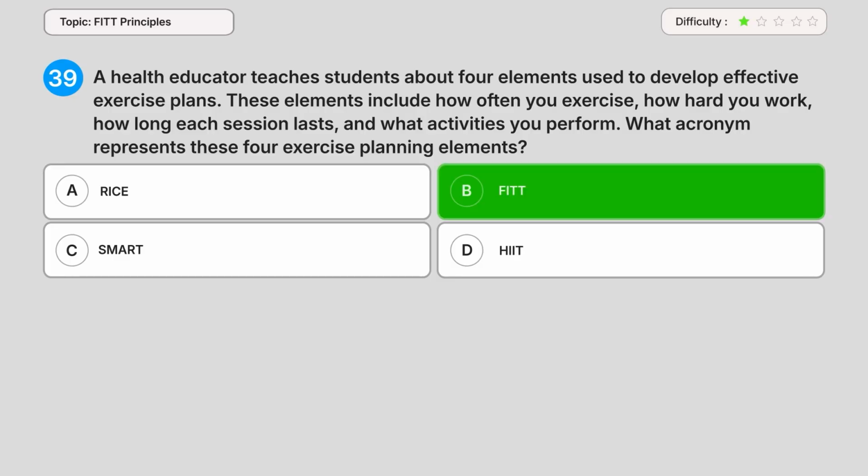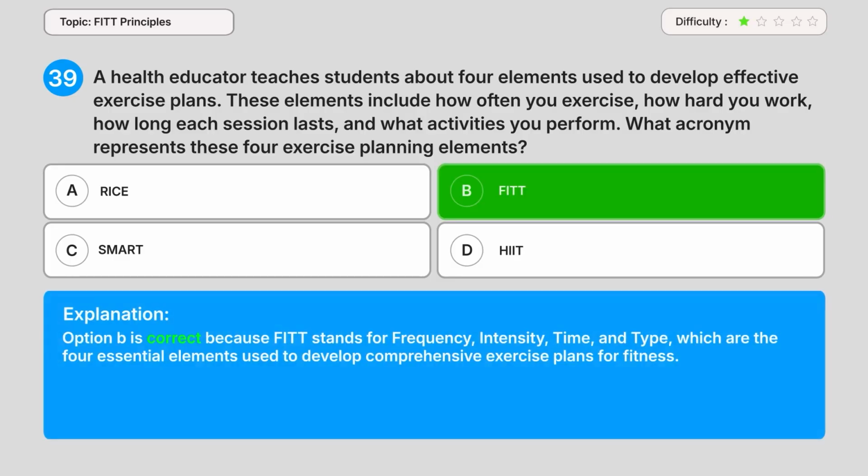Correct answer, B. FIT. Explanation. Option B is correct because FIT stands for frequency, intensity, time, and type, which are the 4 essential elements used to develop comprehensive exercise plans for fitness.